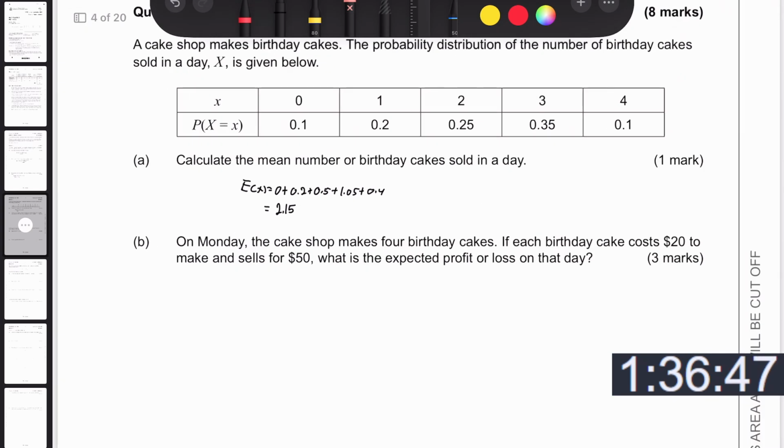On Monday, the cake shop makes 4 birthday cakes. If each birthday cake costs $20 to make and sells for $50, what is the expected profit or loss on that day?